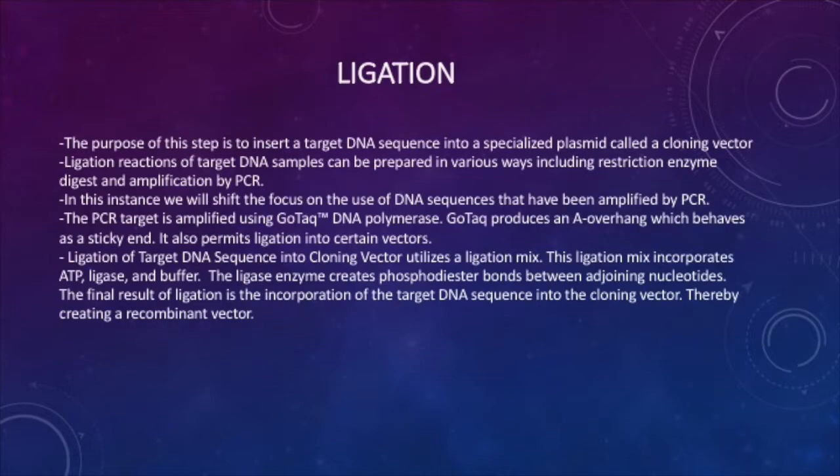Ligation of target DNA sequence into cloning vector utilizes a ligation mix. This ligation mix incorporates ATP, ligase, and buffer. The ligase enzyme creates phosphodiester bonds between adjoining nucleotides. The final result of ligation is the incorporation of the target DNA sequence into the cloning vector, thereby creating a recombinant vector.